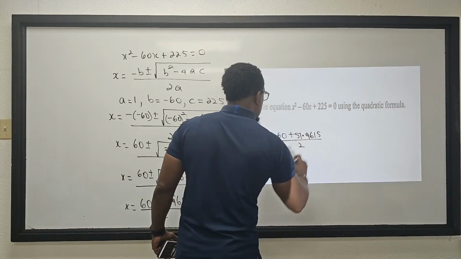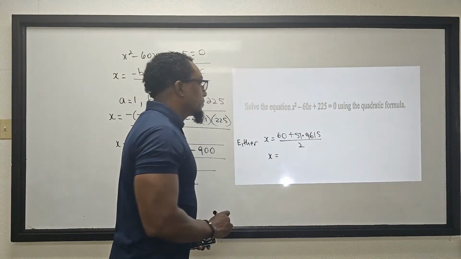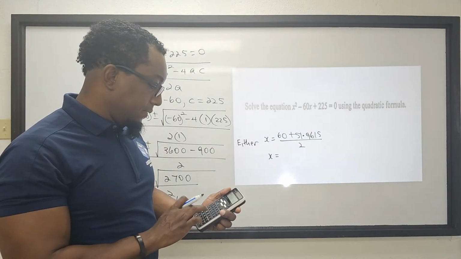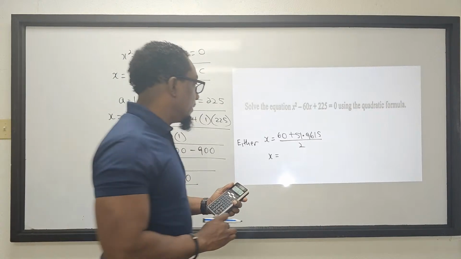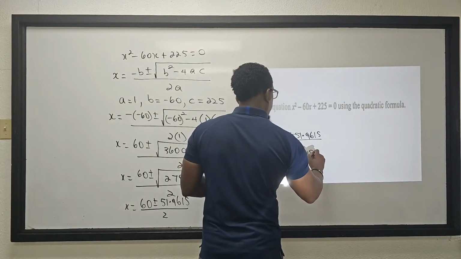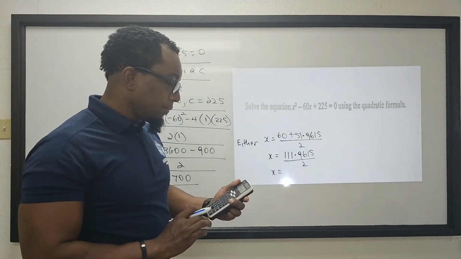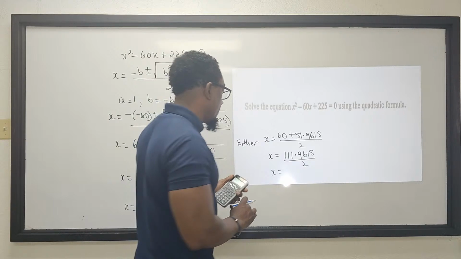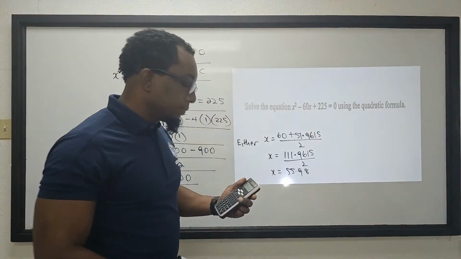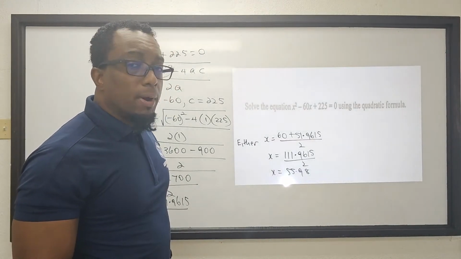I'm going to divide that by 2. So this will give me x is equal to 60 plus 51.9615. That will give me 111.9615. Let me divide by 2. So I'm going to get 55.98. And what I will do, I will approximate my answer correct to 1 decimal place.